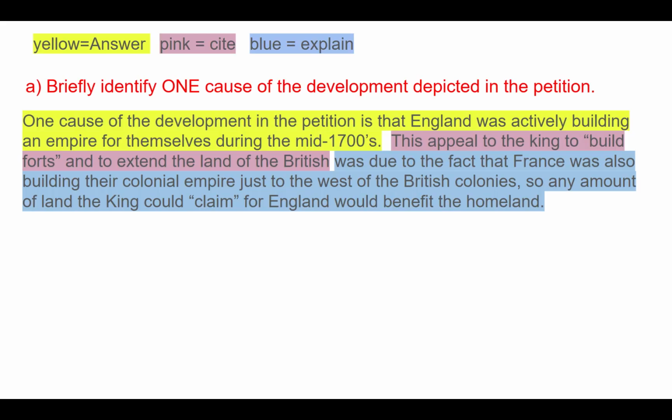So there's the specific citation, now comes the explanation, all part of the same sentence: was due to the fact that France was also building their colonial empire just to the west of the British colonies. So any amount of land the king could claim for England would benefit the homeland. So there's the explanation of why Hanbury is saying to the king, we got to get this done. So that's an explanation. It's not explicit in the document, but it shows that you understand what is going on in this time frame and in the context of this particular document.